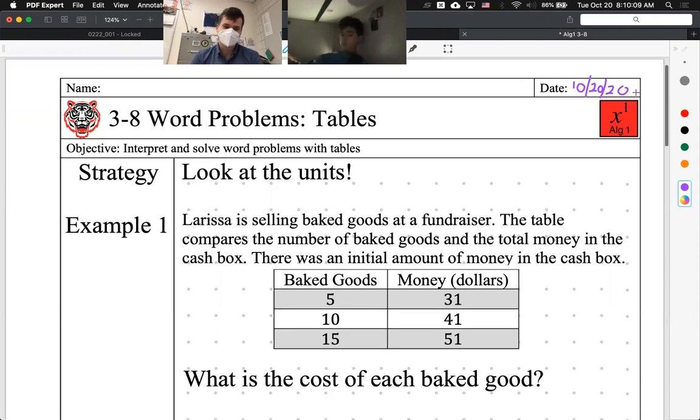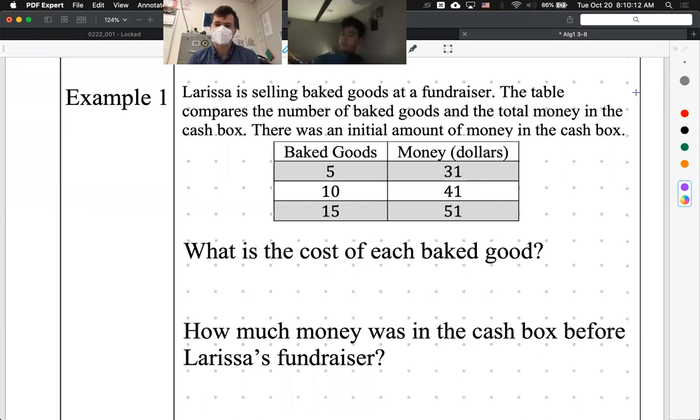Let's come down here and read the question. What is the cost of each baked good? Maybe you're selling brownies. You're selling something, but how much does each of those baked goods cost? And how do you tell just from the table? What am I going to do? One person has an idea. I only see one hand. No one else knows what to do.